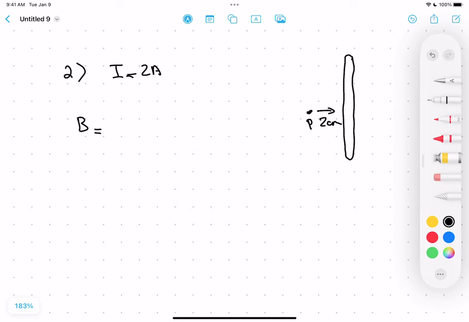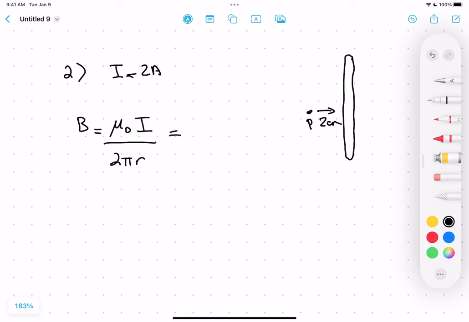When you have a current carrying wire like this, there's a standard equation to figure out the magnetic field. It's the permeability constant, multiplied by your current and then divided by 2 pi r. And r is the distance you are away from the point you're looking at. In this case, r is our 2 centimeters, but we want SI units, so we make that 0.02 meters. With that being said, we just plug and chug.